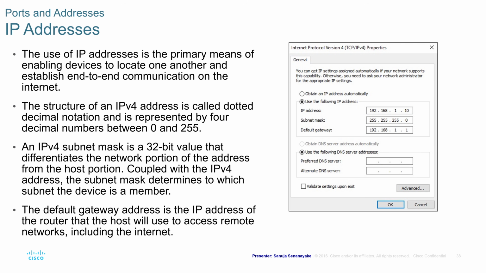But for now, just remember IPv4 has a subnet mask, which is a 32-bit value, which is right here. This is 255.255.255.0 for this address 192.168.1.10. And then finally, we have the default gateway address, which is the IP address of the router that the host will use to access remote networks, including the internet. So basically, the default gateway is the guy who allows routing of messages, the packets, between your Cisco device or the end device and the outside world or other devices.